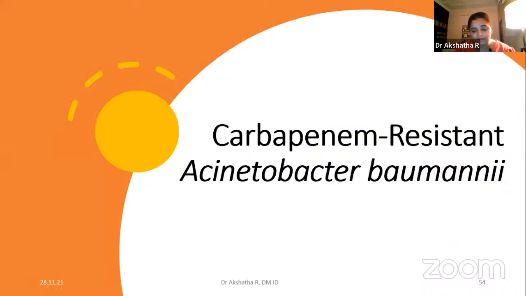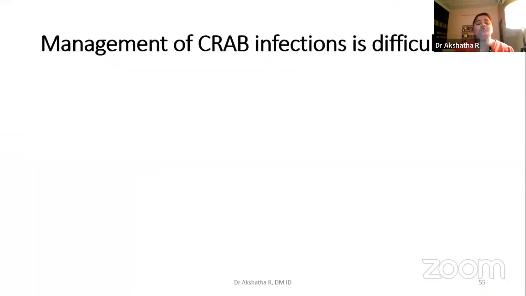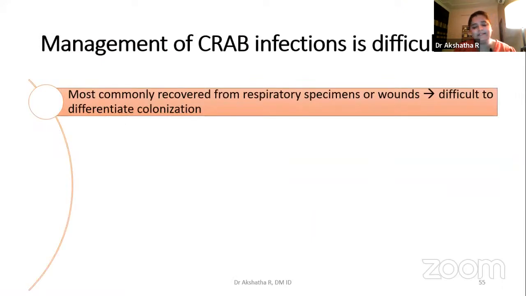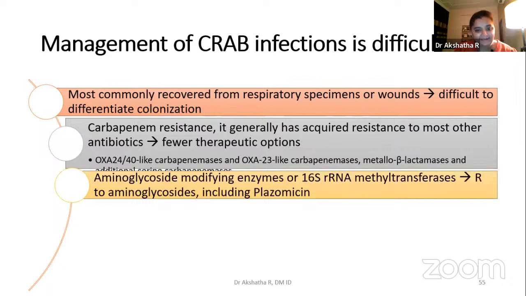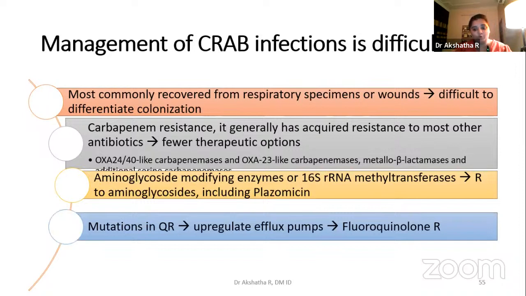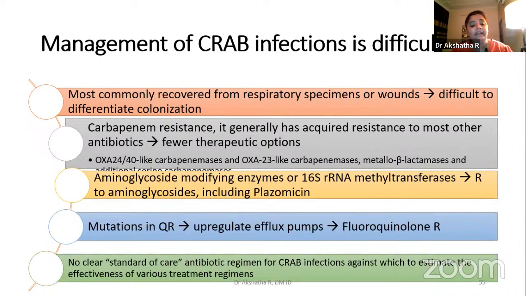So what are you going to give as treatment in case of CRAB? The management of CRAB is difficult because, as we all know, it is mostly isolated from your respiratory specimens and wounds, so you can't ideally differentiate whether it's a colonizer or a pathogen. Most of these are carbapenem resistant, and there are multiple modes of resistance acquisition: OXA-23/24/40 carbapenemases, MBLs, including serine carbapenemases. Even other resistance like aminoglycoside as well as fluoroquinolone resistance is there. Then there is no clear standard of care antibiotic regimen for CRAB.